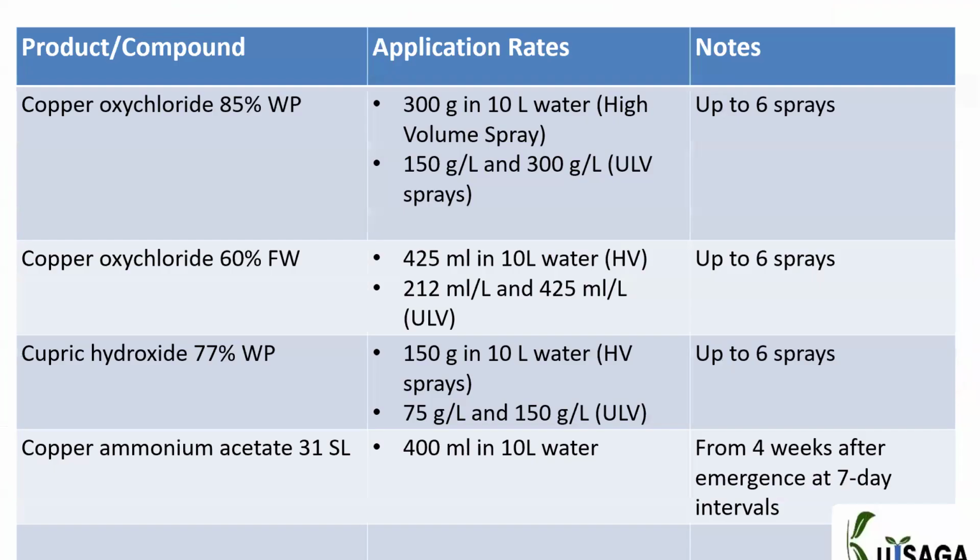For copper-based bactericides like copper oxychloride, there is an 85% formulation and a 60% formulation. For the copper oxychloride 85% WP, in the seedbed, we recommend you apply 300 grams in 10 liters of water as a high volume spray.